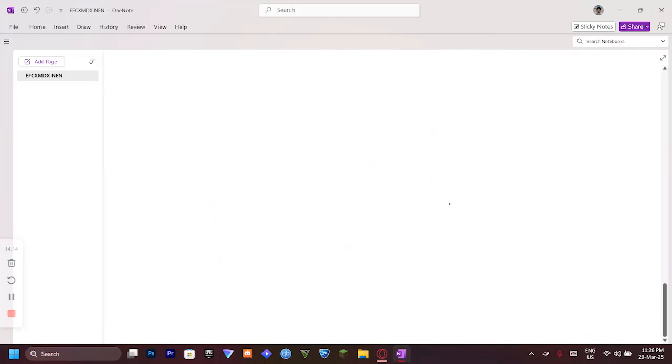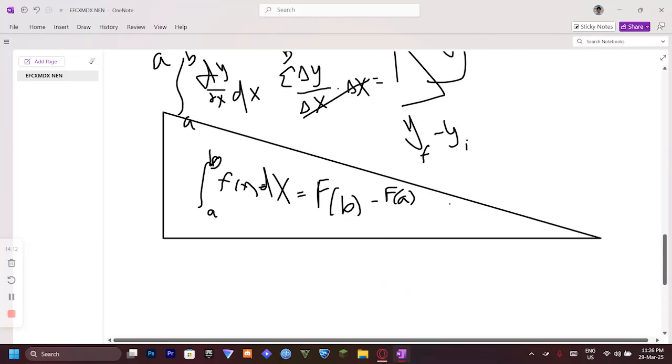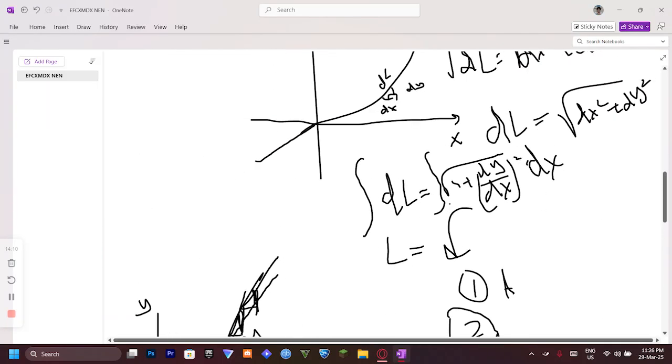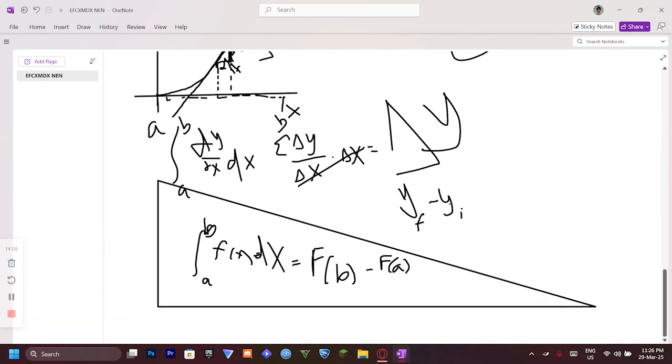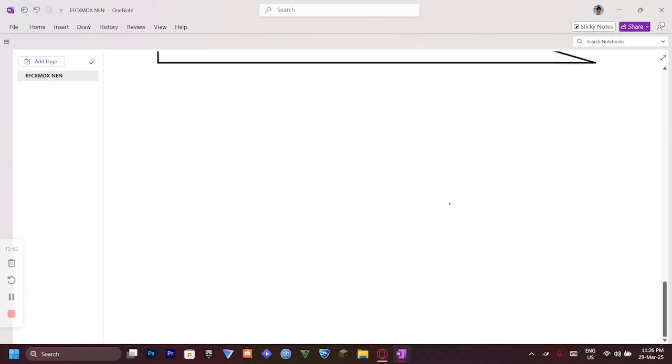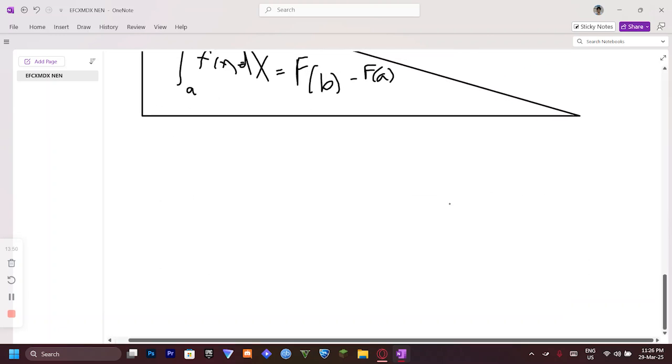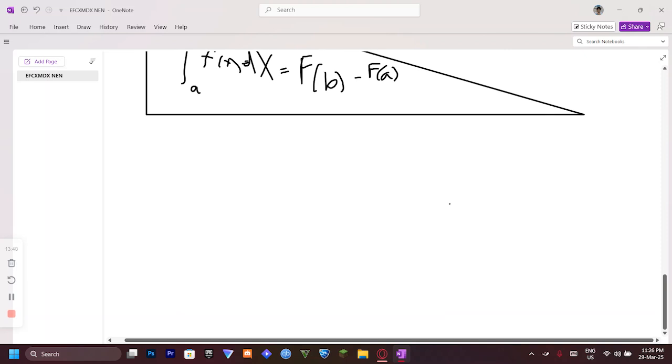So this, I hope, should help you identify any problems that you can solve with integration, and yeah, I think that's about it.